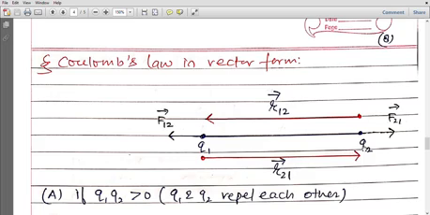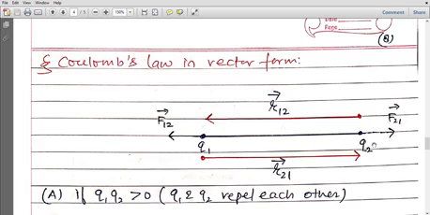When Q1 repels Q2, it will apply force in this direction. If Q2 repels Q1, it will apply force in this direction. So the force on Q1 due to Q2 is F12, and it is in this direction. Similarly, the force on Q2 because of Q1 is F21, and it is in this direction, because Q2 is being repelled by Q1. Similarly, Q1 is being repelled by Q2. So the direction of force is away from each other.